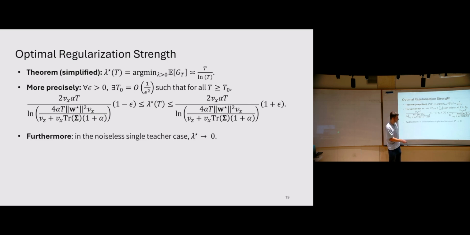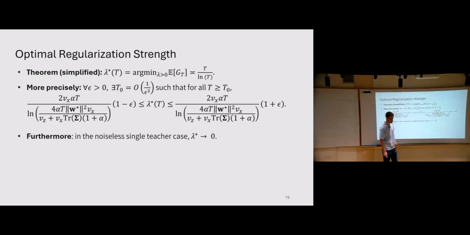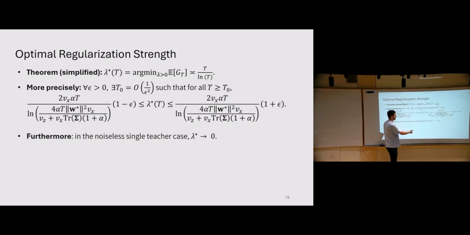Furthermore, in the noiseless single teacher case, which is v of z and trace sigma both simultaneously 0, it holds that lambda star goes to 0 as t goes to infinity. Right? It's undefined whenever trace sigma and v of z are simultaneously 0. No, what is underneath the arrow? Lambda star goes to 0 as t goes to infinity. No. Okay, I got it.